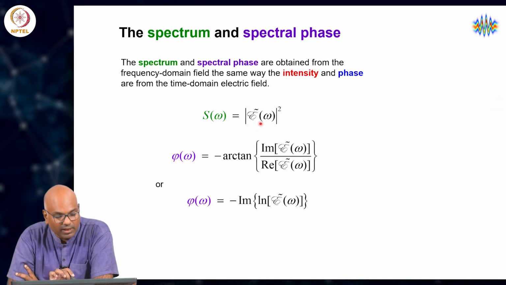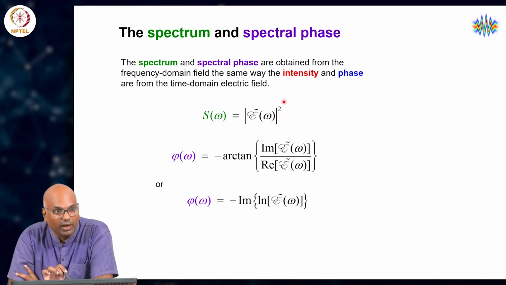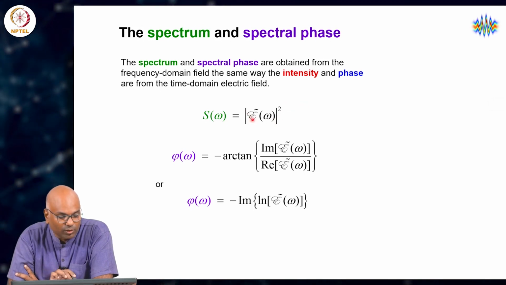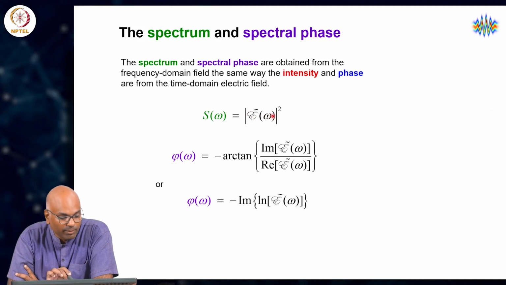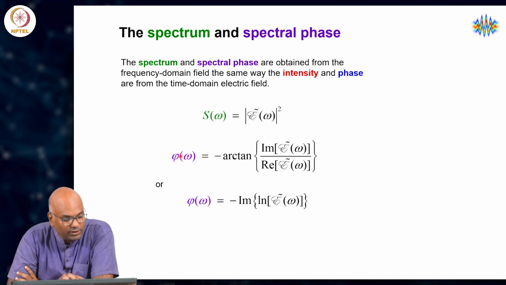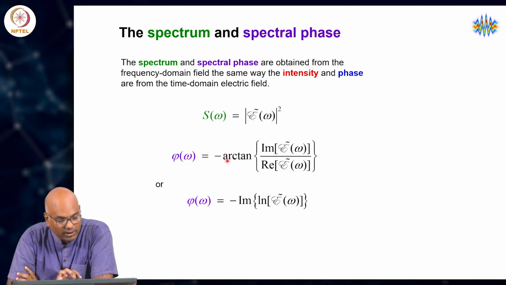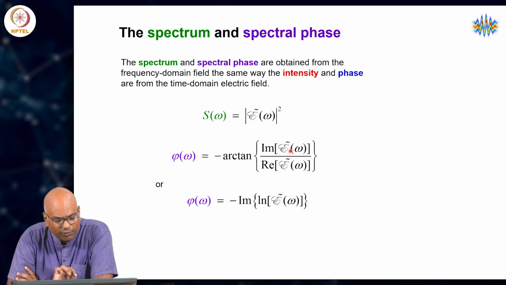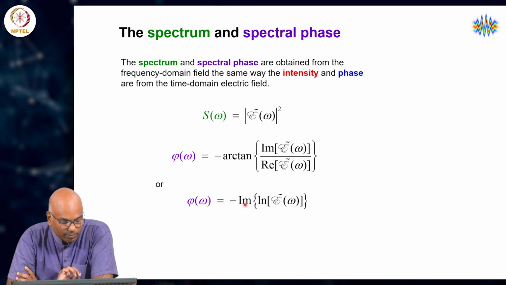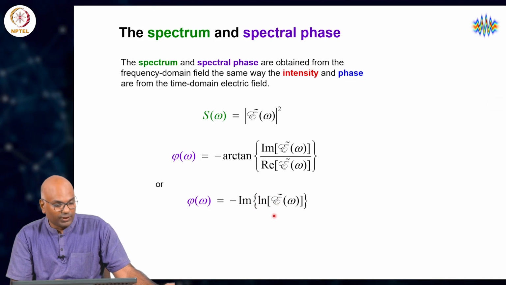The fact that this is the absolute value square means that the phase factor, the exponent of i phi of omega, and anything else in the phase factor gets knocked off, and we are left with just the remaining part. So, the spectrum contains no phase information, and the spectral phase function phi of omega itself is minus the inverse tan, or arctan, of the imaginary part of E tilde divided by the real part of E tilde, or equivalently it is minus 1 multiplying the imaginary part of the logarithm of E tilde.